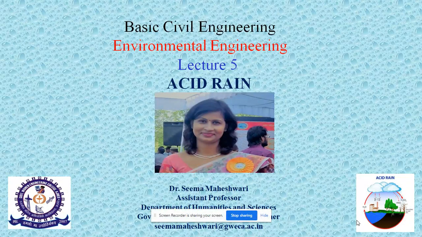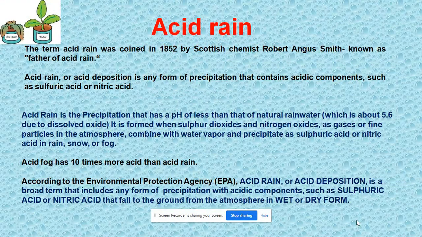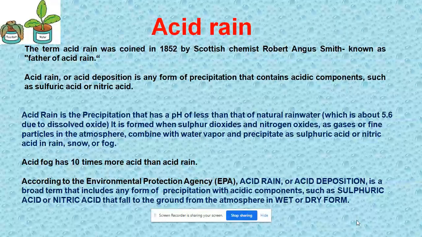Talking about acid rain is not cooking up any fictional story. It's a real, serious harm to our environment. So, in today's e-lecture, let us learn more about this haunting aspect of nature and explore a vital topic we call acid rain. The term acid rain was coined in 1852 by Scottish chemist Robert Angus Smith, who is known as the father of acid rain.